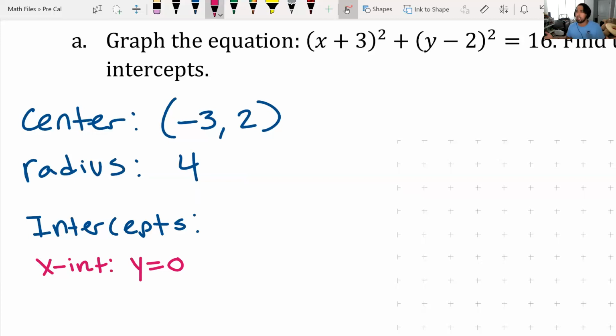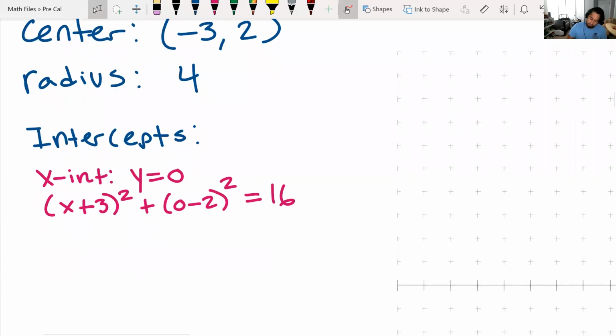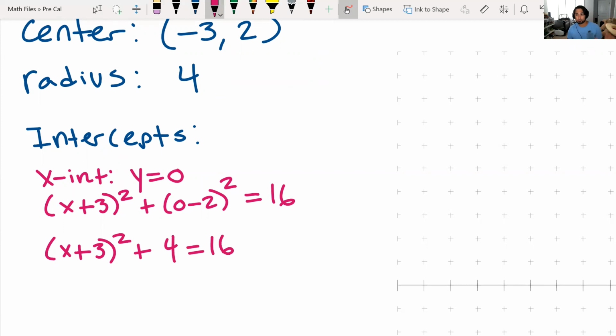You really need to look at me, but it's good to have a face while I'm going through this. All right, so x plus 3 squared plus 0 minus 2 squared equal to 16. We get x plus 3 squared plus negative, I can skip that step, right? Because that becomes negative 2 squared, which gives us 4. Okay, so plus 4 equal to 16. Subtract the 4 over. x plus 3 squared equals 12.